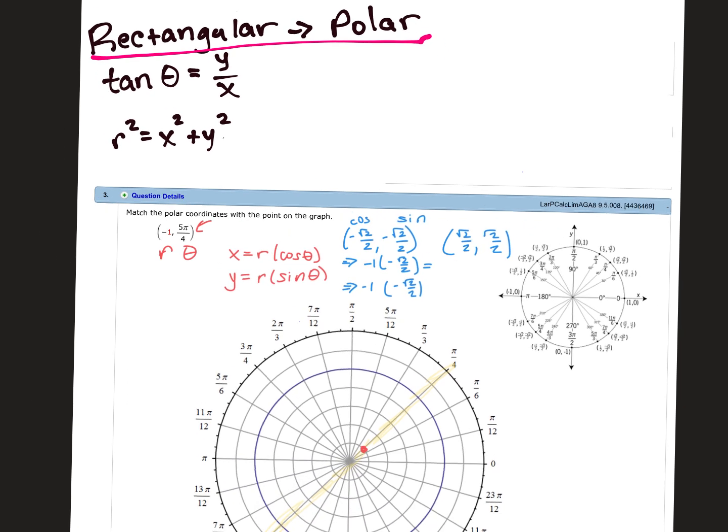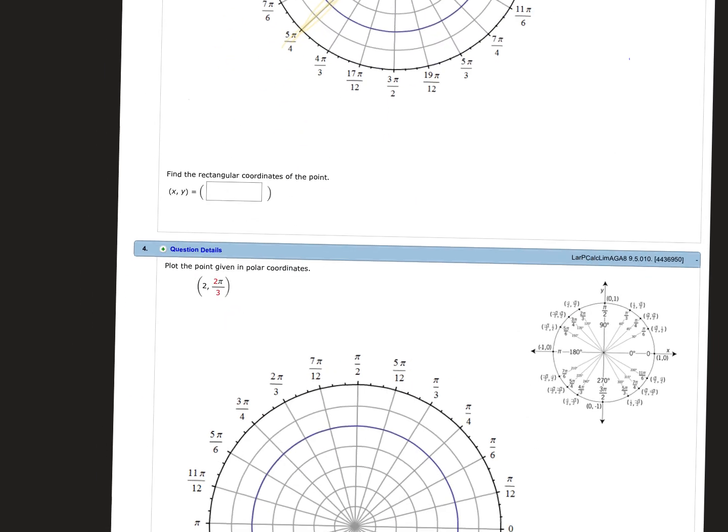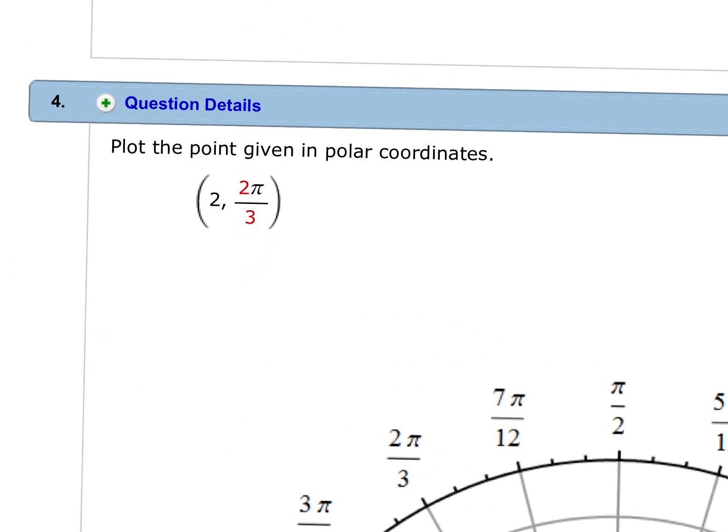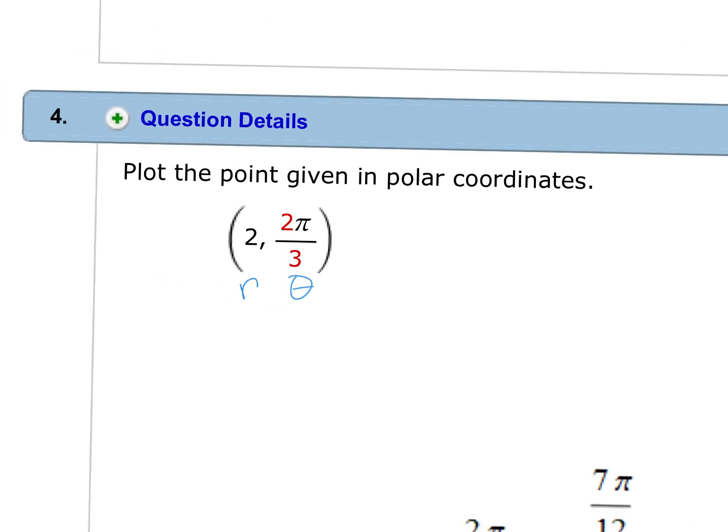Now, what do we need to remember? If the angle is negative, what is that telling you? Do we start at 0 and go the normal way around? No, it means just the opposite direction. So for a question like number 2, tell yourself, this is my R, this is my theta. So if I'm going to plot this point, I go to what angle?